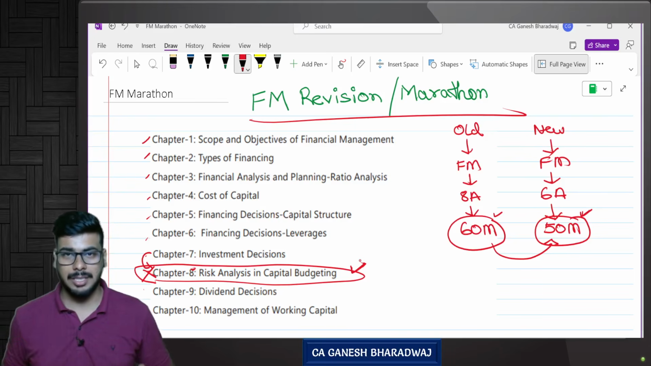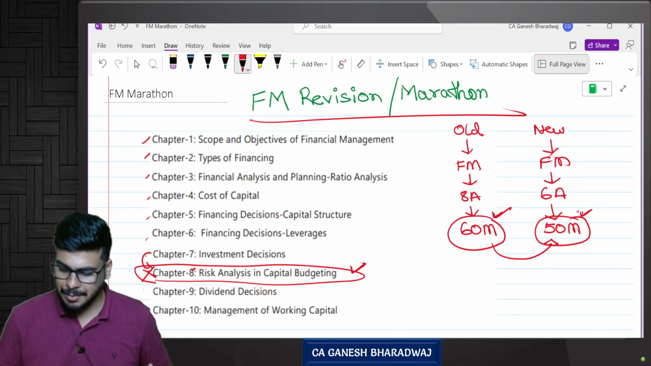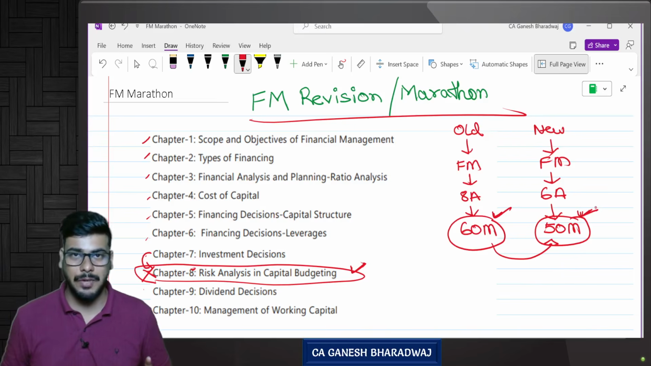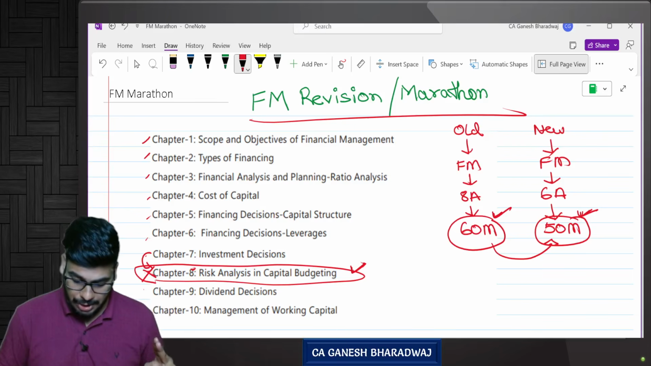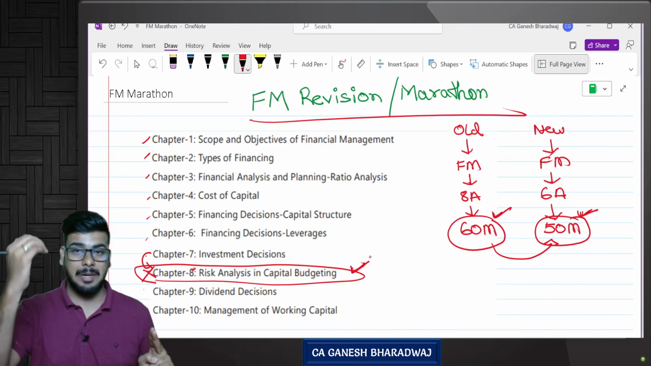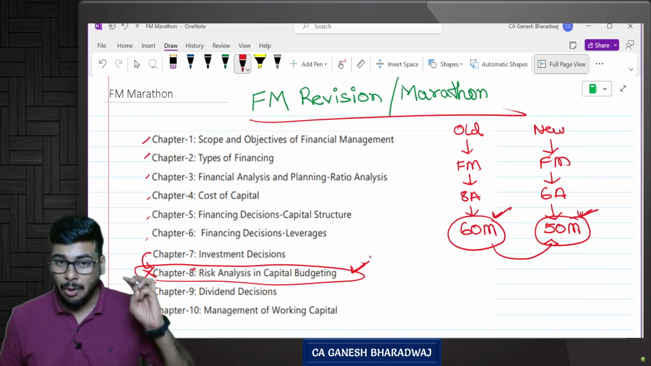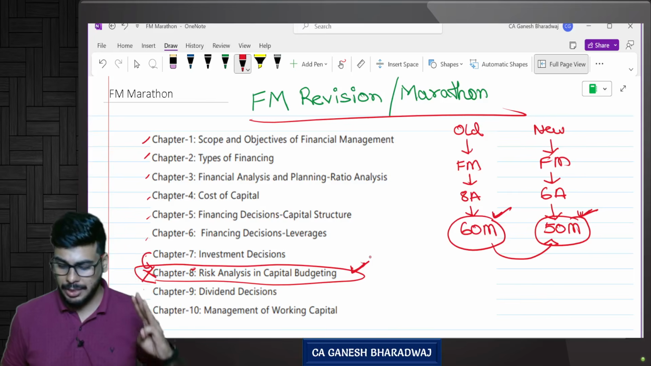Now, apart from this, the first change is what? From 60 marks, in the new syllabus they have reduced it to 50 marks. That is number one. Number two, they have also mentioned that chapter number 8, risk analysis in capital budgeting, is going to be removed, right?